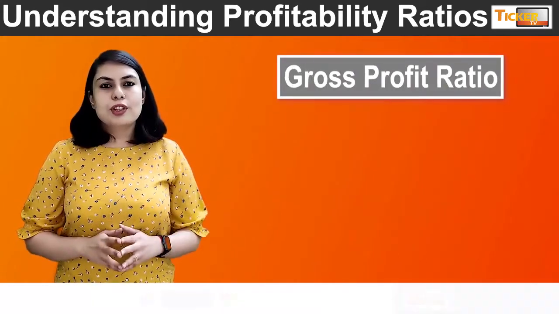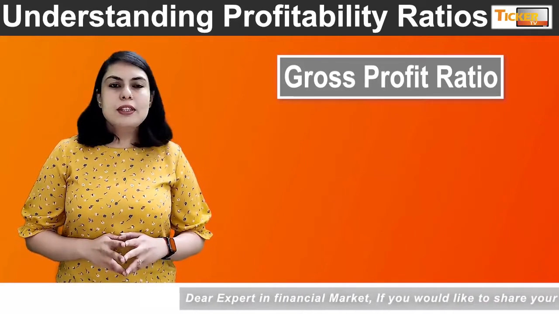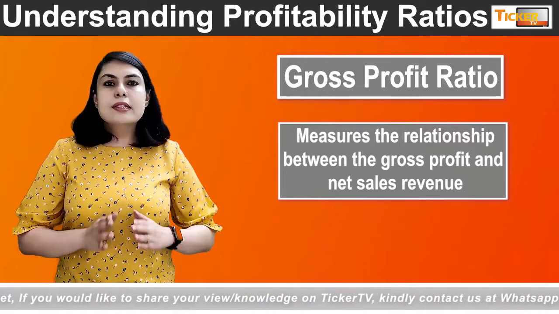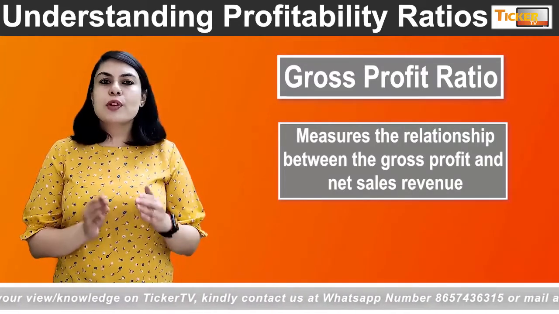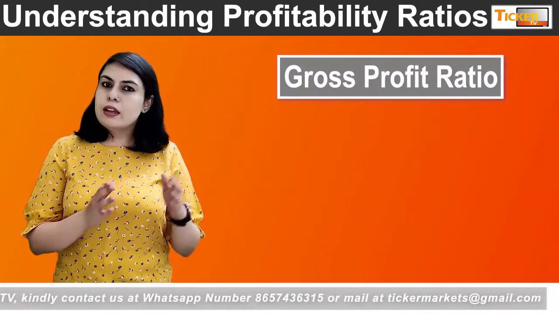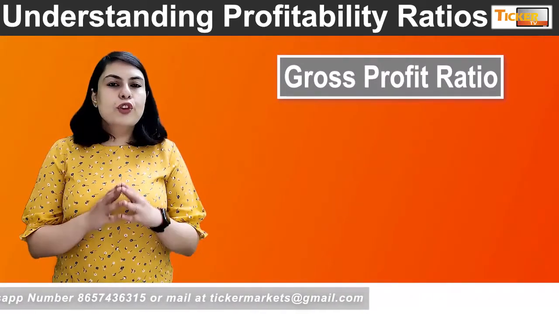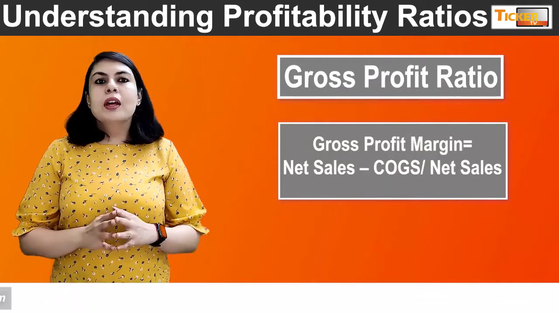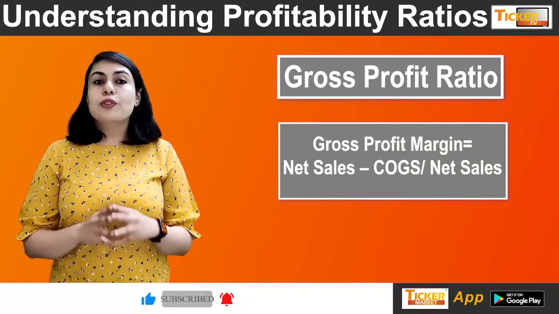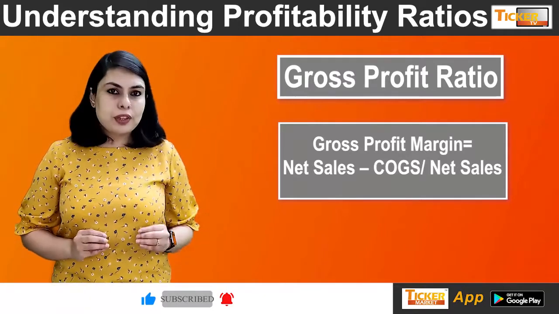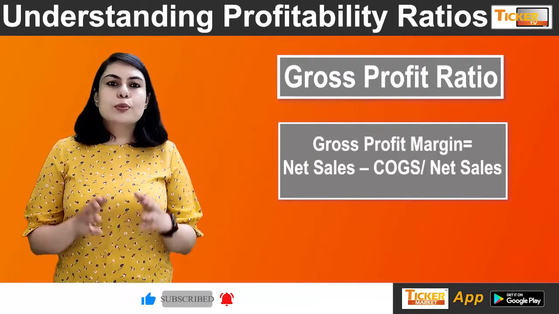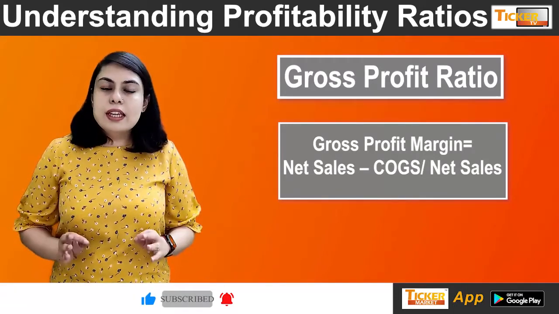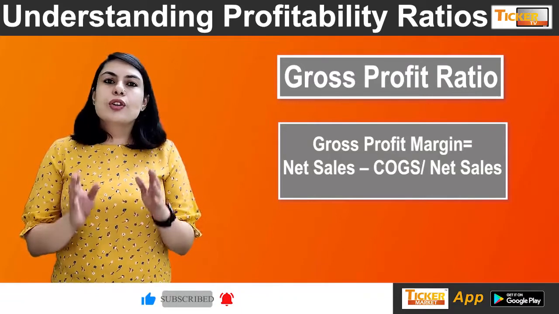First, gross profit ratio. Gross profit ratio is the profitability ratio that measures the relationship between the gross profit and the net sales revenue. When it is expressed as a percentage, it is known as the gross profit margin. It is known by different names like gross profit ratio or gross margin. The formula for the same is net sales minus cost of goods sold, divided by net sales. The ratio indicates the percentage of each rupee of revenue that the company retains as gross profit. For example, if the ratio is calculated to be 20%, that means for every rupee of revenue generated, 20% is retained, while 80% is attributed to the cost of goods sold.